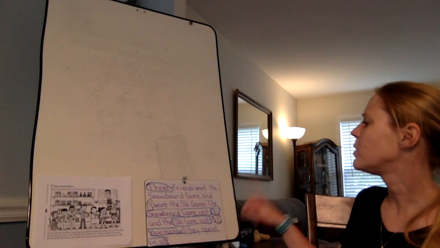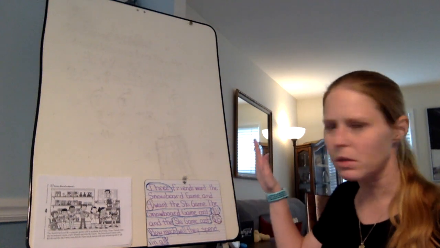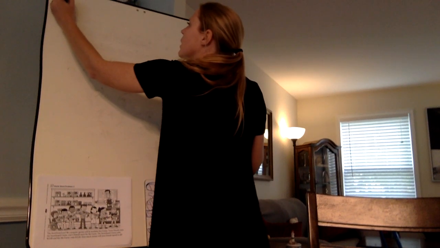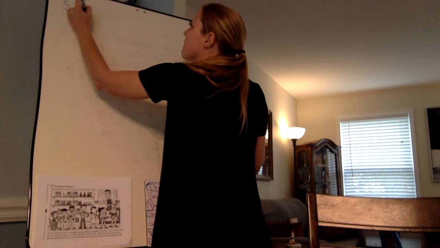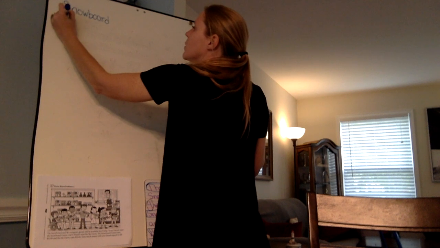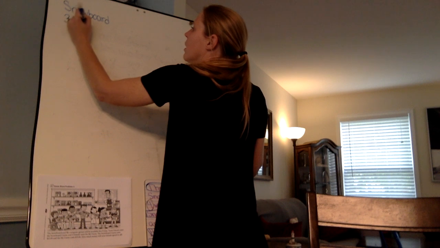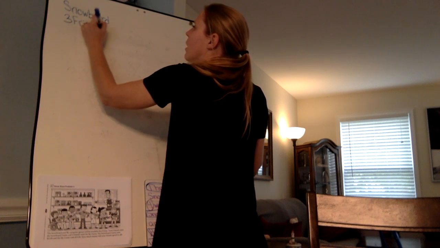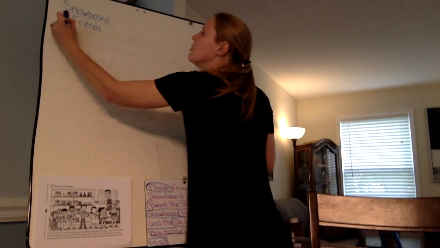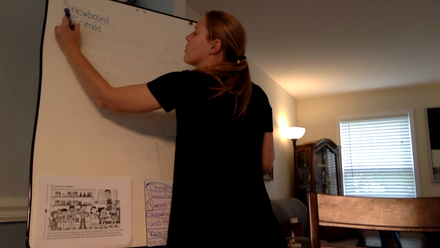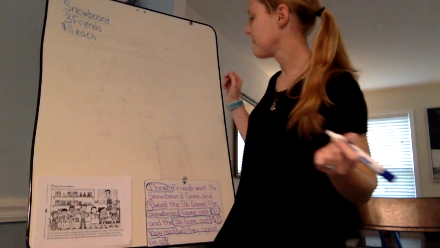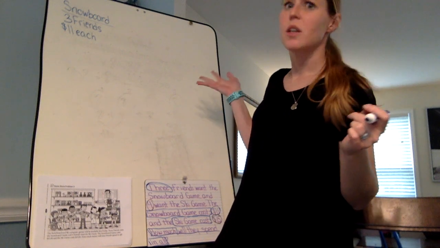So I'm going to start with just the snowboard game. I'm going to take this piece by piece. I know that there's 3 friends. I'm going to write snowboard. There's 3 friends. And it is, how much money? $11 each. Okay? So, how can I solve this?